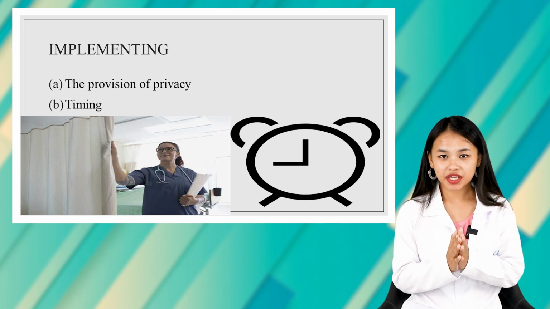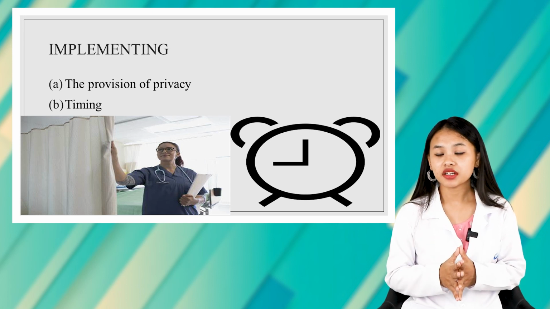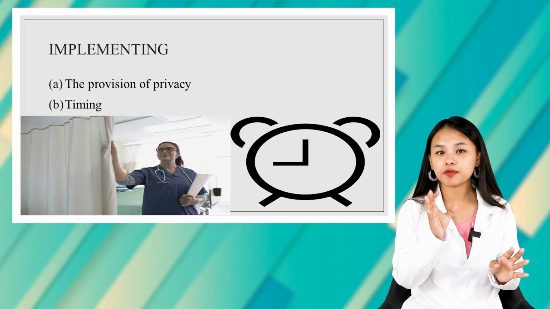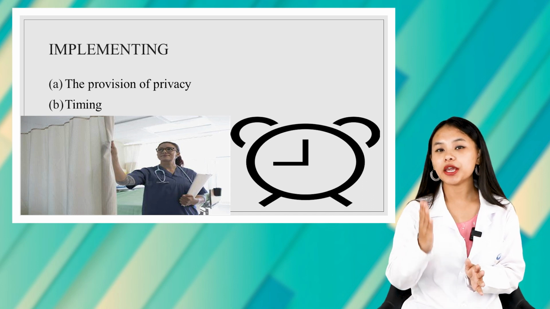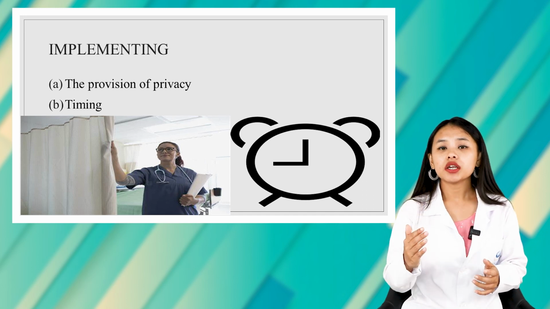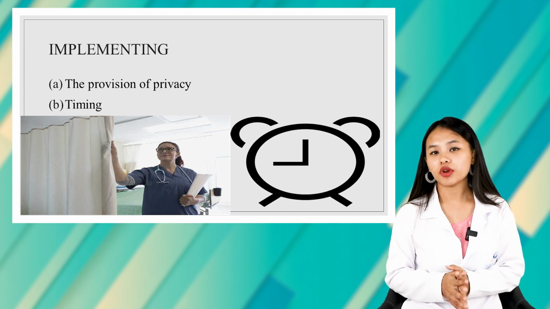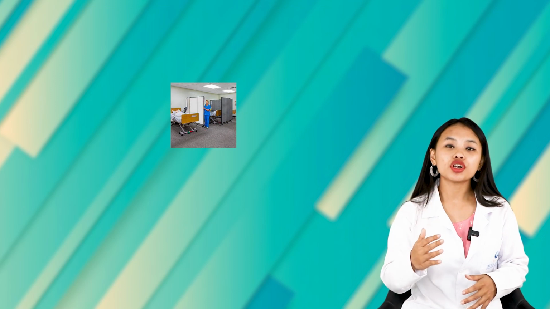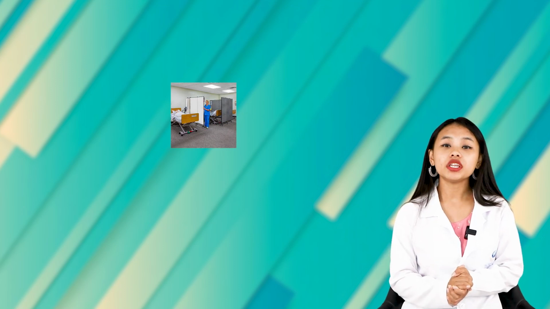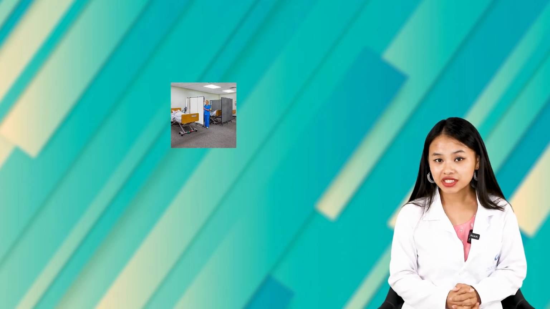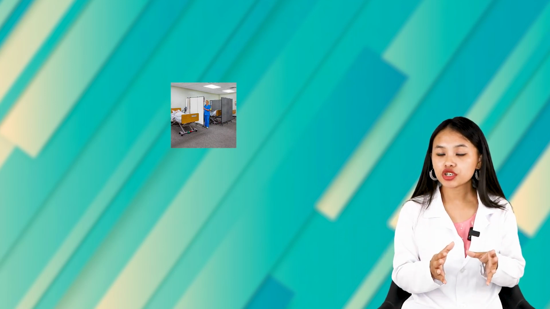Now, the next step is implementing. As a nurse, after we have diagnosed the condition and after we have planned, the next step is the implementation. Here, the main goal for us is to help the patient promote regular defecation. So, in order to help them in this, we need to attend to their provision of privacy, whereby we need to provide privacy to the patient while they are defecating.